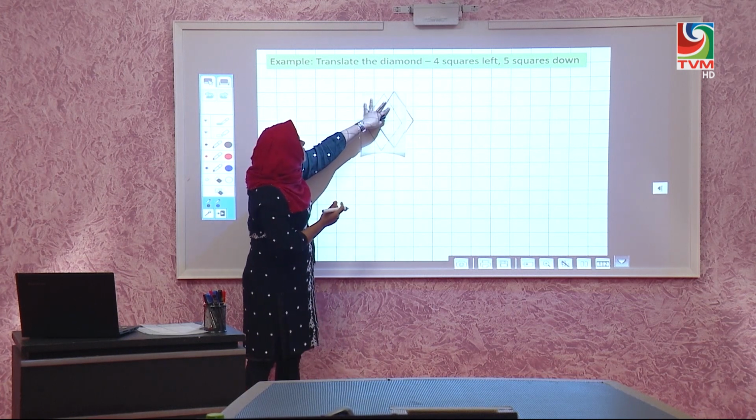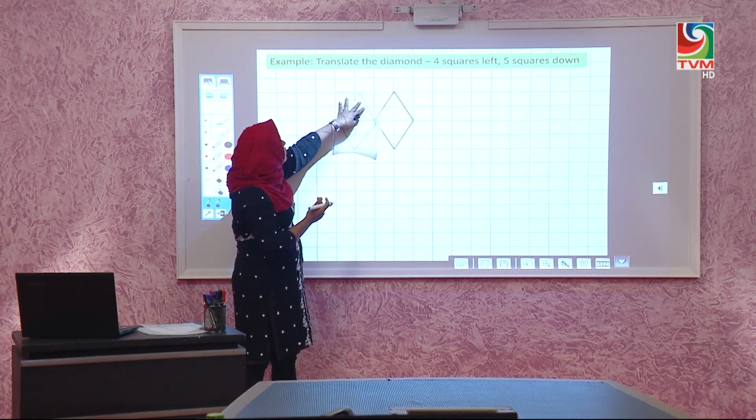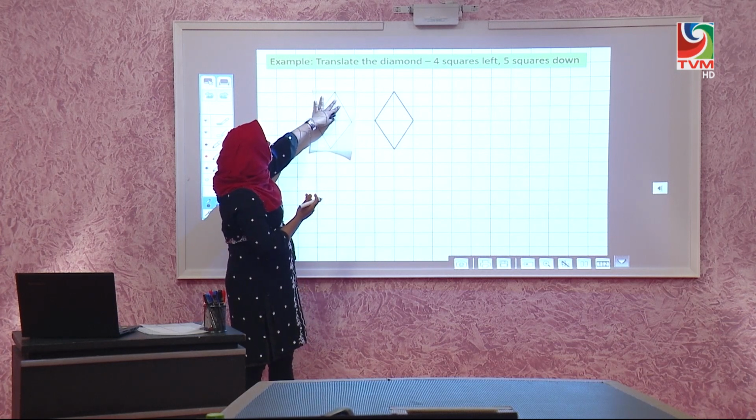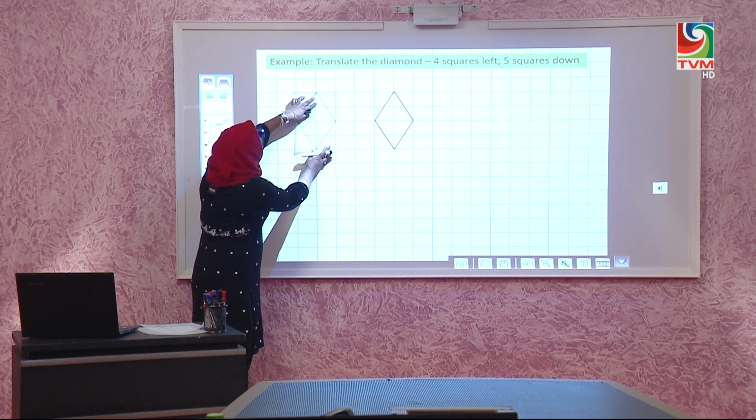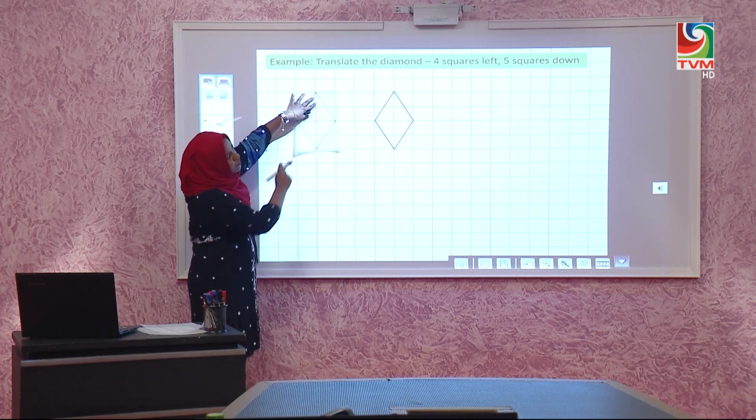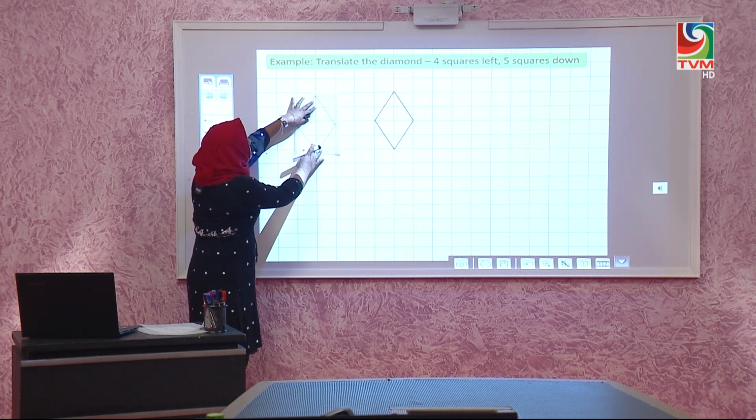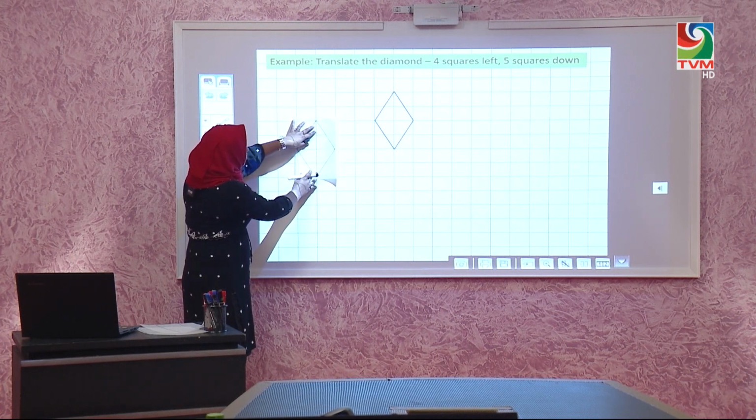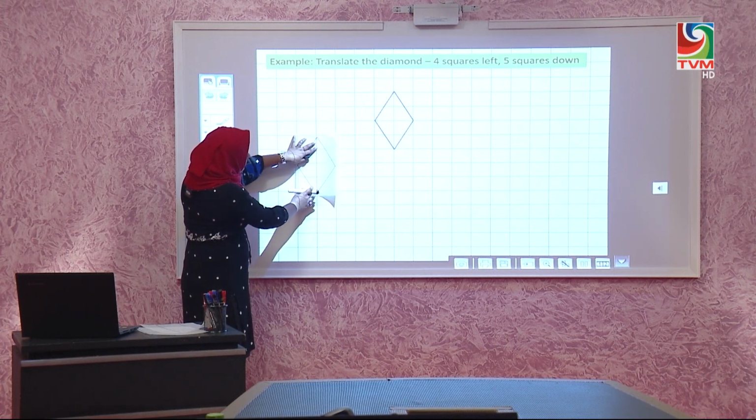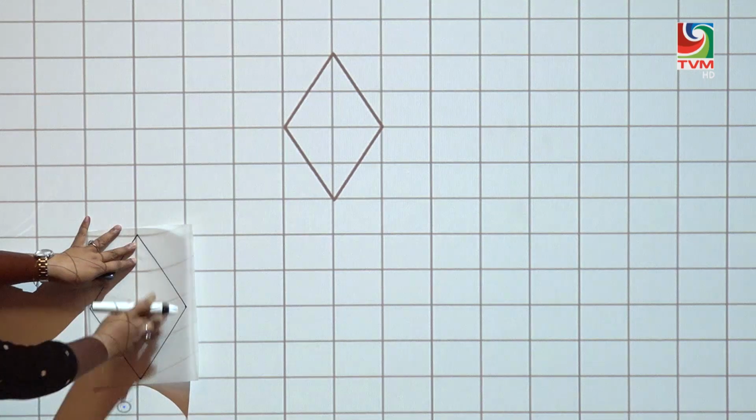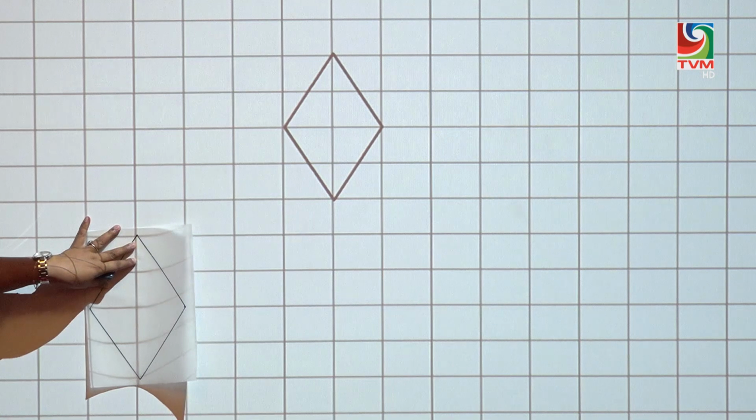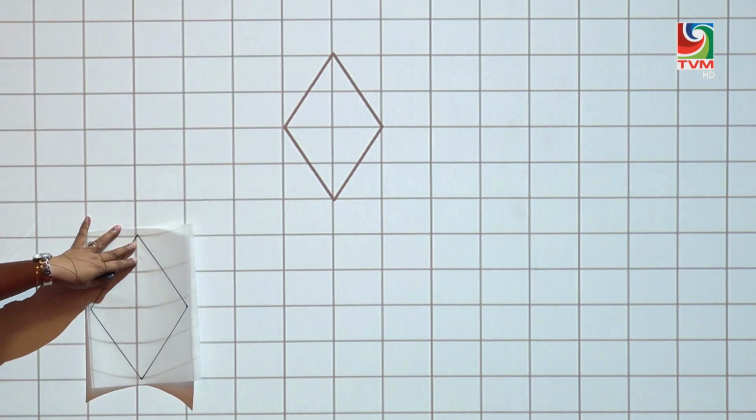So this is 1 square to the left, 2 squares, 3 squares, 4. So that is 4 squares to the left. Now we have to move it 5 squares down. 1, 2, 3, 4 and 5. Now this is where the image of the object goes after a translation of 4 squares left and 5 squares down. That was the tracing paper method.